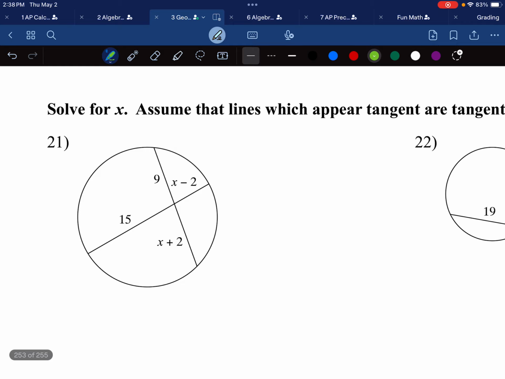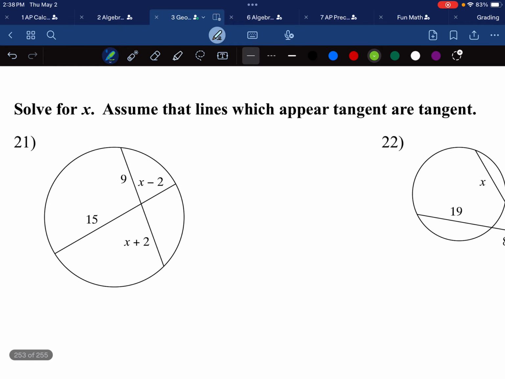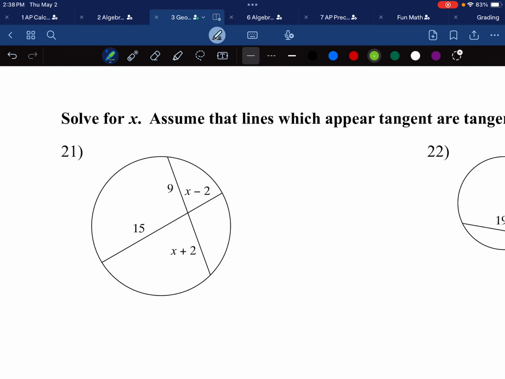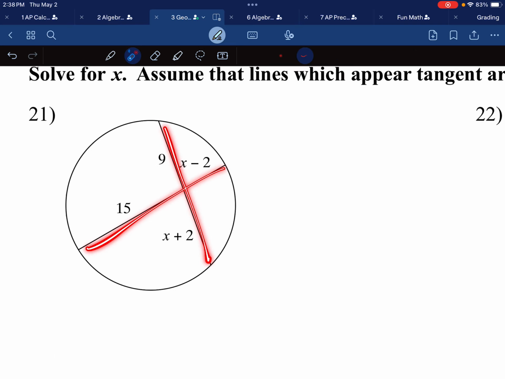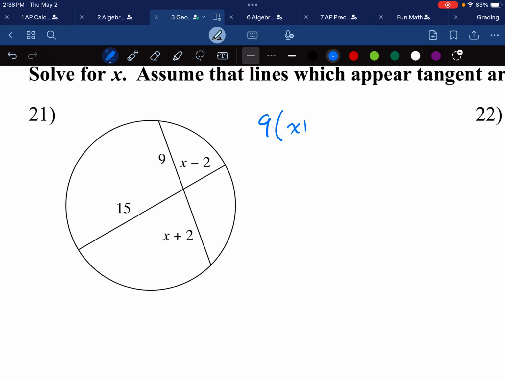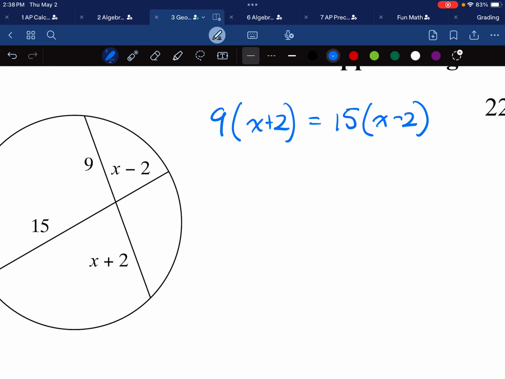All right, number 21. Okay, so we're dealing with lengths. Whenever you have chords that intersect, like we do here, we're just going to say part times part is equal to part times part. Set up your equation. You're going to say 9 times x plus 2. You multiply those two lengths, and that's equal to multiplying the other two lengths, 15 times x minus 2. Multiply both, then you get the right answer.